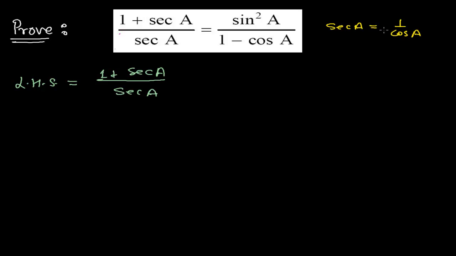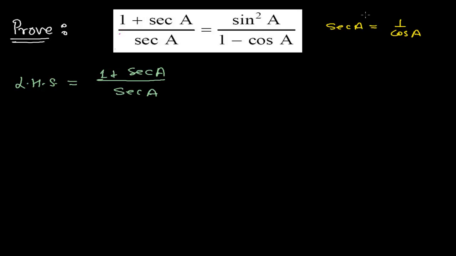First we'll solve the left hand side part, and then we'll solve the right hand side, and if we get both parts equal, then of course this is proved. So let me proceed. First, the left hand side is equal to (1 plus sec a) divided by sec a, and we have learned that sec a is the reciprocal of cos a, because I already told you that any time you don't have any idea, just convert it into cos or sine.